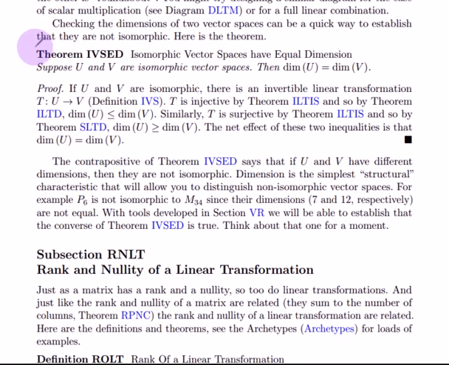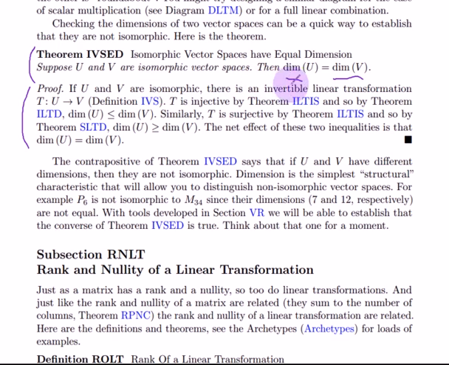All right, now some facts about isomorphic vector spaces. One important fact is that if two vector spaces are isomorphic, then the dimensions are equal. And you would certainly think this would be the case. But that follows directly from things that we've shown.